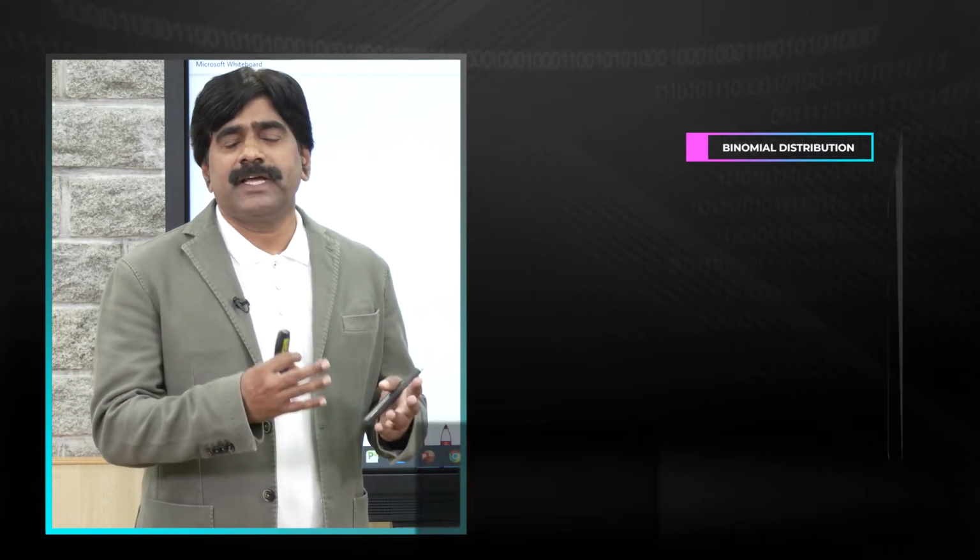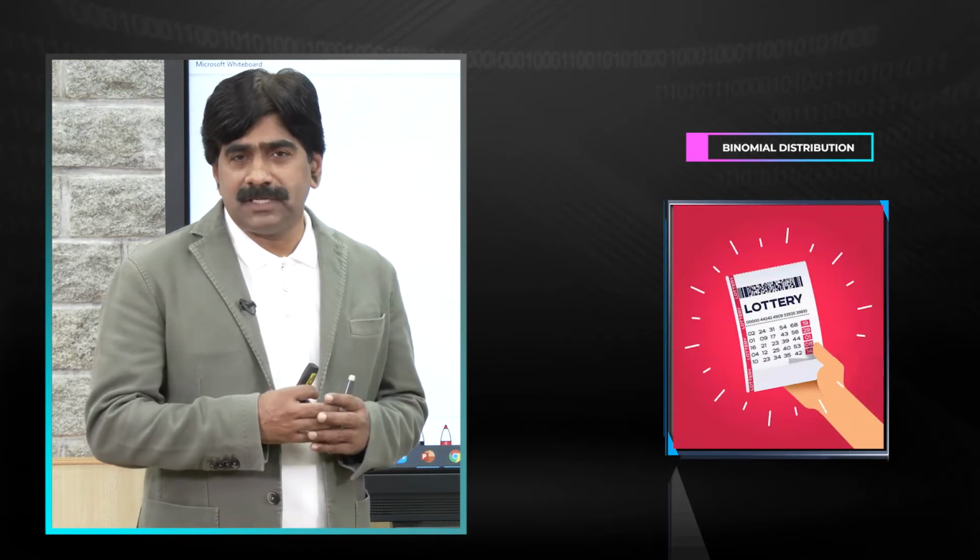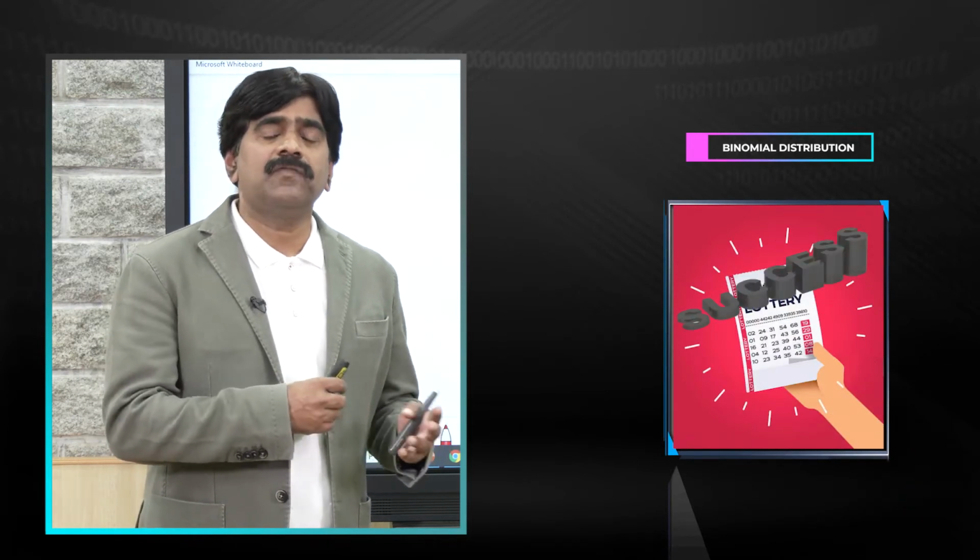Success and failure are generic terms used in binomial distribution. Based on the business context, the interpretation will change. For example, winning a lottery can be considered as a success and not winning as failure. The following are a few examples of Bernoulli trials associated with binomial distribution.